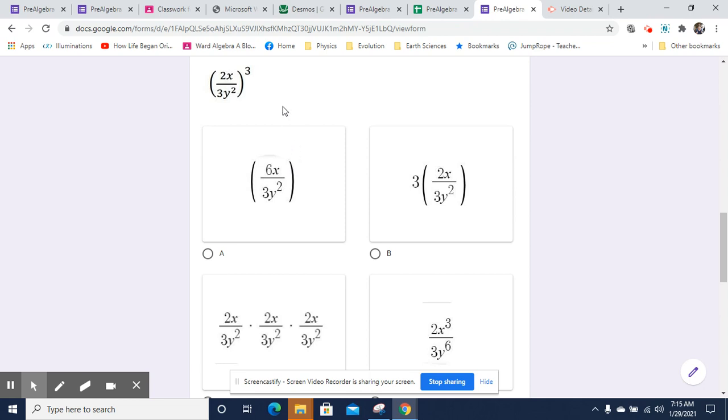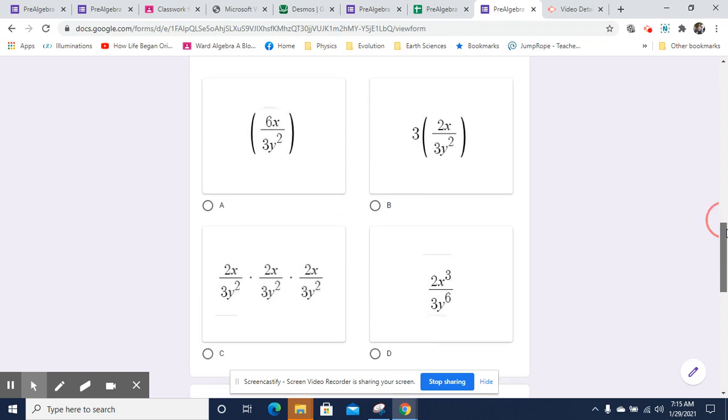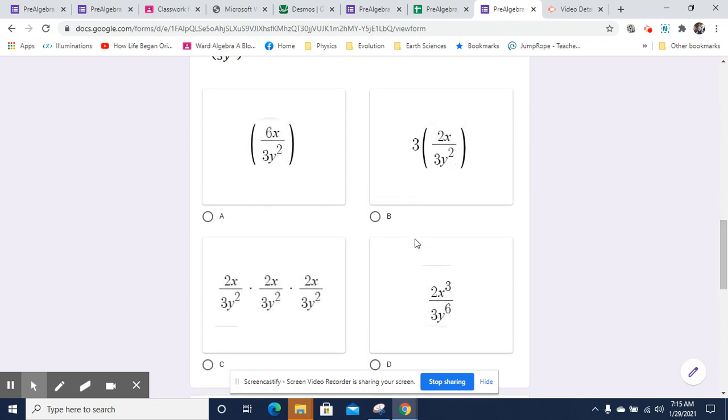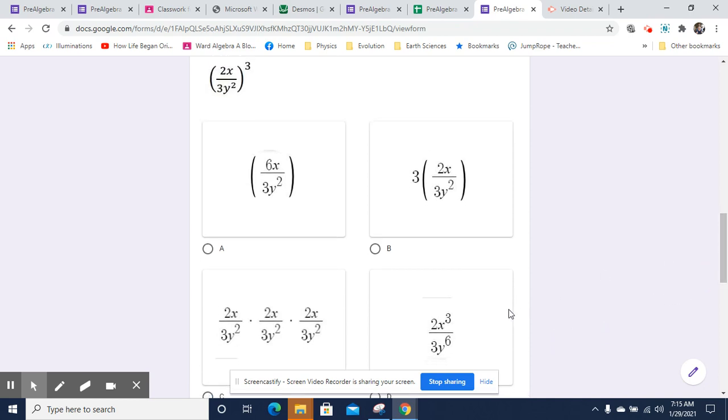This one simply multiplied 3 times 6 and then left the denominator alone. This one used this 3 as a factor of the whole thing, and the exponents are not factors of the base. When you get to calculus, there is a way in which you will use them that way, but we are not doing that sort of thing right now. We are simplifying an expression. And 2x cubed over 3y to the 6th, in this case, is the closest one. Okay, so this is out, this is out. This one is the closest one to being correct without being correct.